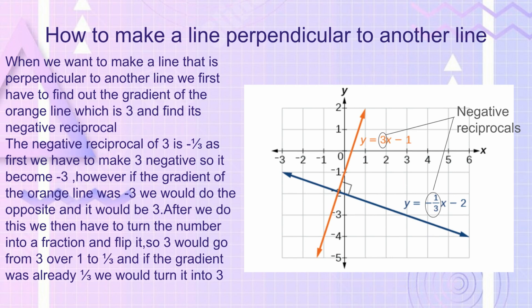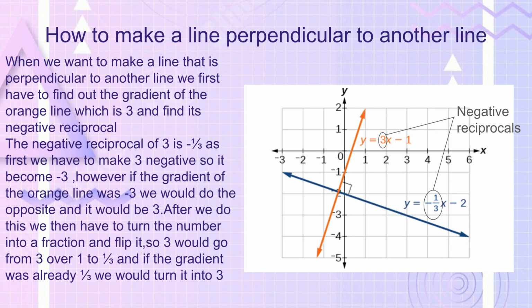Now, making a line perpendicular to another line seems very tricky at first, but when you get the hang of it, it's very easy. The first step when trying to do this is to identify the gradient of the line. For the diagram on the right-hand side, the gradient of the orange line is 3. Knowing this, we now have to find the negative reciprocal of 3 by first turning 3 into a fraction, which would be 3 over 1. Then you have to find the reciprocal, meaning flip the fraction, so it just becomes 1 over 3.